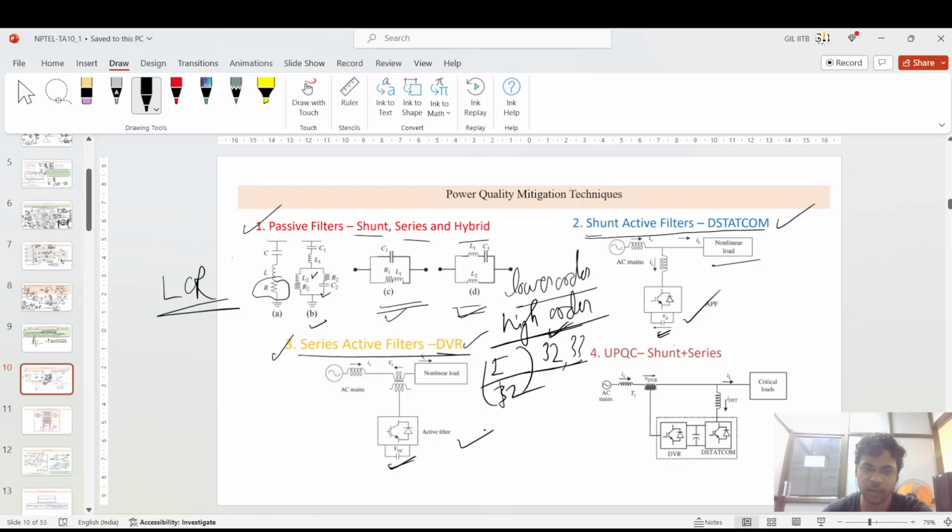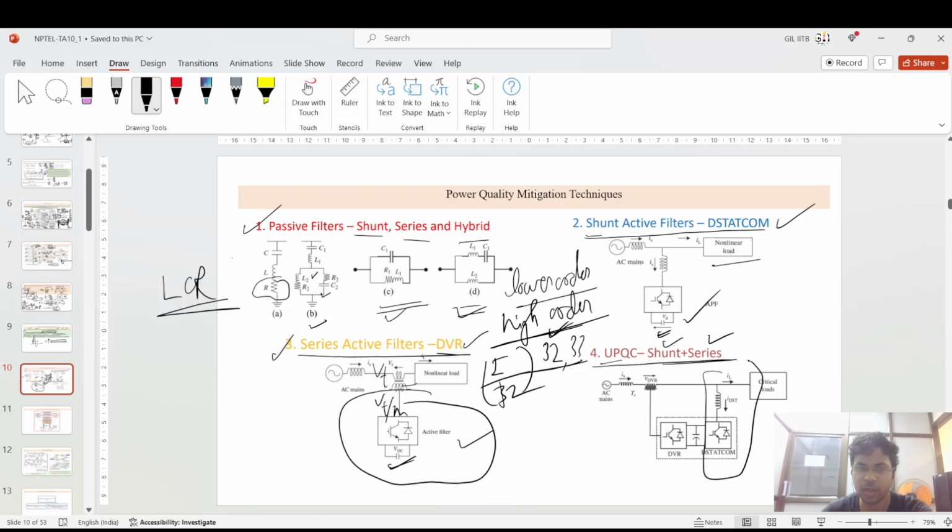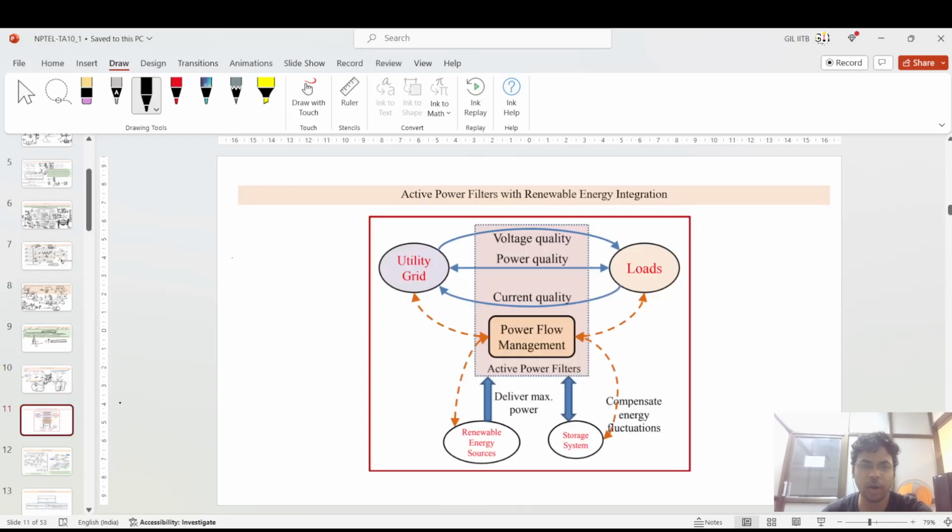Third are the series active filters, that is the DVR kind of system. You have VDC here and the active filter, and you have certain coils for transforming the voltages in the system, so that suppose you have a voltage VT, you can reduce it to VT by N. So this component has a lower rating in the series active filter and DVR system. And fourth, you can use the UPQC, which is a combination of shunt and series. This is a series kind of system, and you have a shunt also. So both types can be implemented as a hybrid system. The main thing is that you have to improve the power quality.